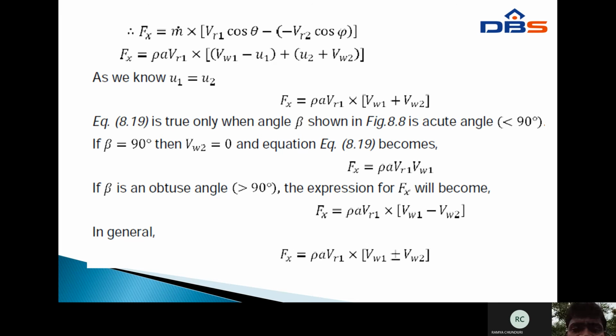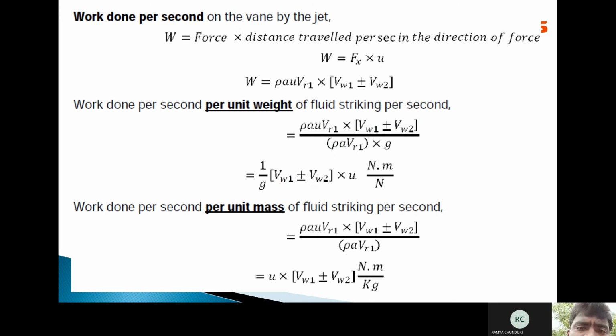Next, the work done per second on the vane by the jet. W equals force into distance traveled per second in the direction of force. Therefore W equals F of x into u. Therefore W equals rho a u Vr1 into Vw1 plus or minus Vw2. Next, the work done per second per unit weight.